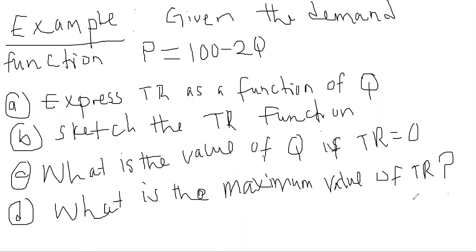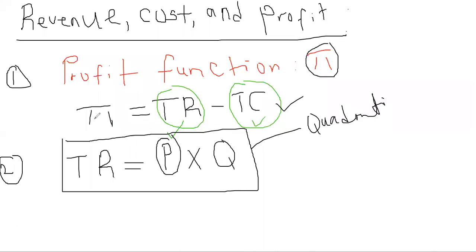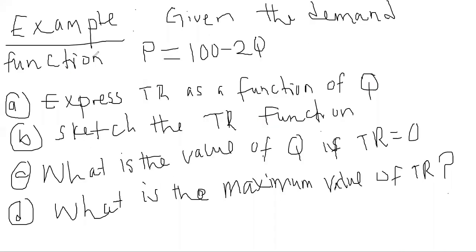Remember what we are doing, we are systematically studying the profit function. To understand the profit function, we need to have an understanding of the total revenue function and of the total cost function. So we start the journey with the total revenue function. So this question is related to total revenue. We are given a demand curve, which is the same as price equals 100 minus 2Q. So we have questions A up to D related to this total revenue function. So let's look at the solution.